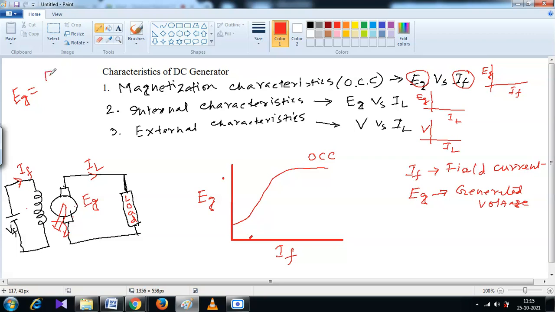P phi N Z by 60. And if you say small n, then you can say P phi n Z by A. That means that much voltage is produced.